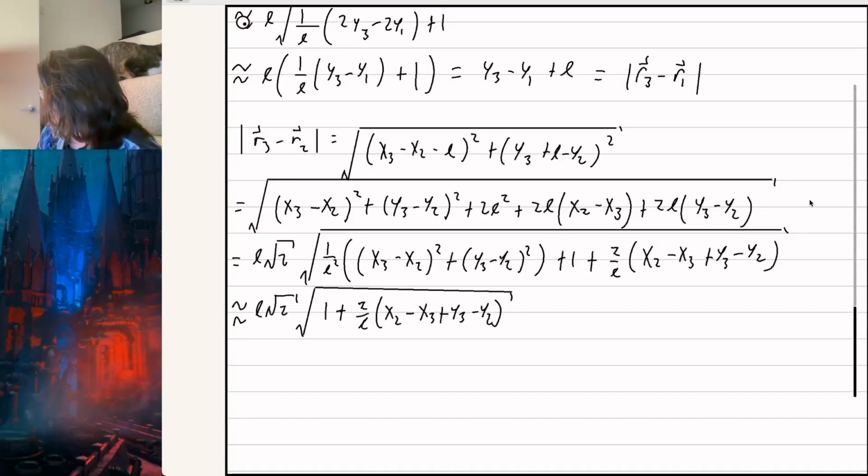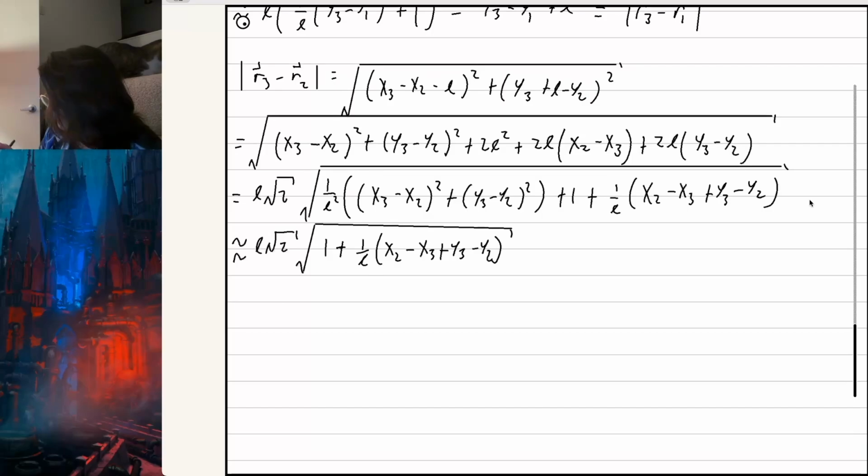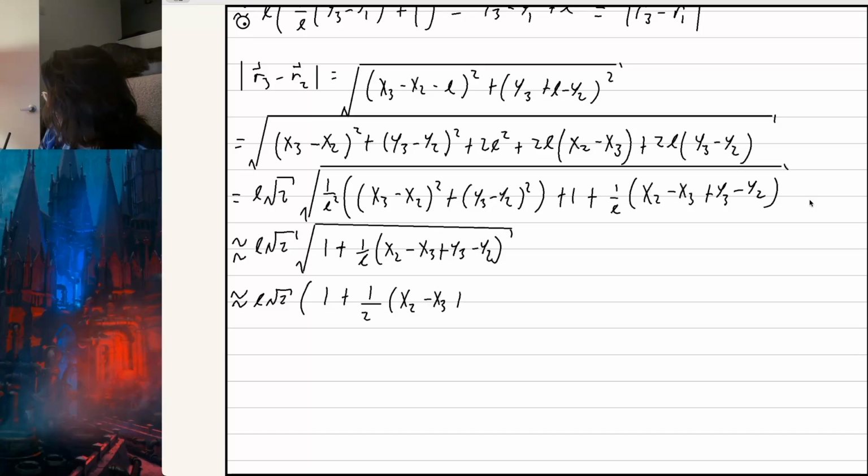Ooh, I forgot to factor out a 2 somewhere. I forgot to factor out a 2 here and here. So this is going to be 1 and 1. Yes. Okay. So then when we do the binomial expansion, it's going to be L root 2, 1 plus 1 over 2, x2 minus x3 plus y3 minus y2. Yeah, okay.